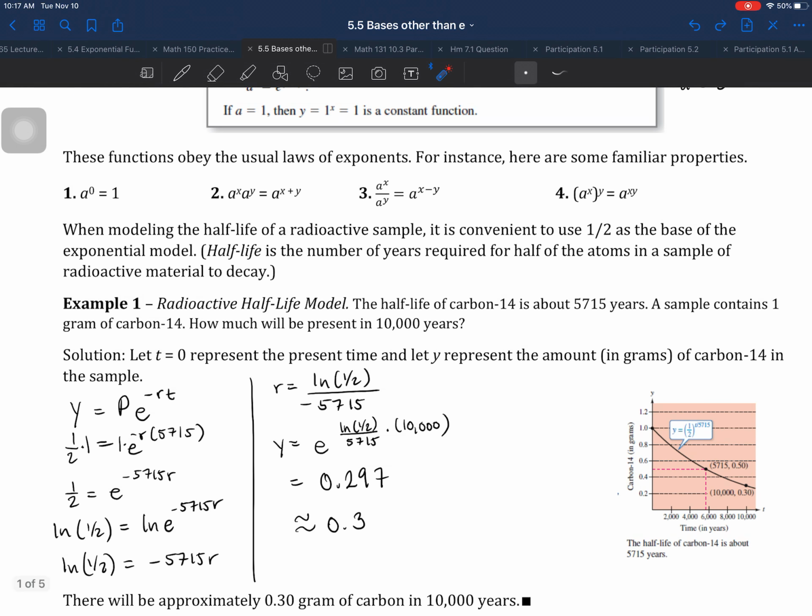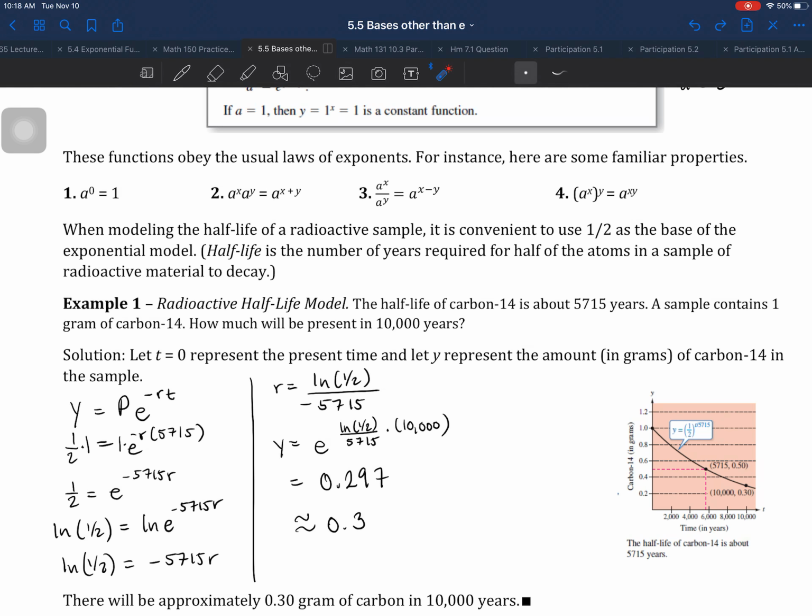All right, so one of the benefits of using exponential functions is the fact that we can model the half-life of radioactive samples. So it is convenient for us to use it specifically when we have half-life of radioactive material. We're going to do that in the next problem. When modeling the half-life of a radioactive sample, it is convenient to use 1/2 as the base of the exponential model. Half-life is the number of years required for half of the atoms in a sample of radioactive material to decay.